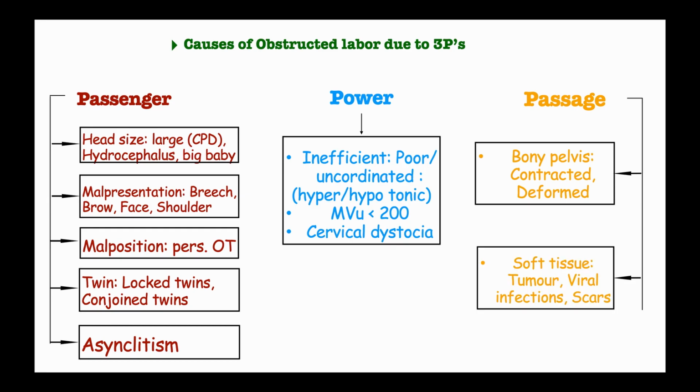Then we may have soft tissues in the pelvis, as I've just explained. For example, if we have a growing tumor in the pelvic cavity, or a scar from the birth canal due to a severe form of genital mutilation, or if the mother has a tight perineum such that it is unable to distend and allow for the baby to be delivered. All of these may obstruct labor.